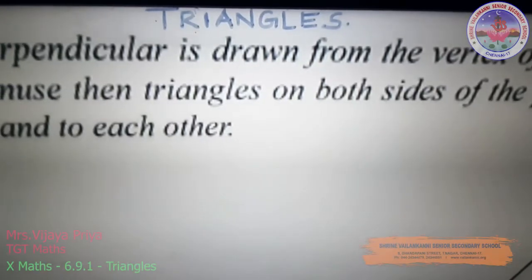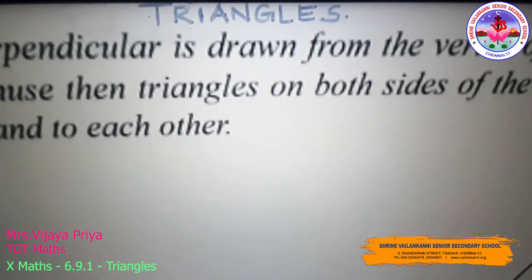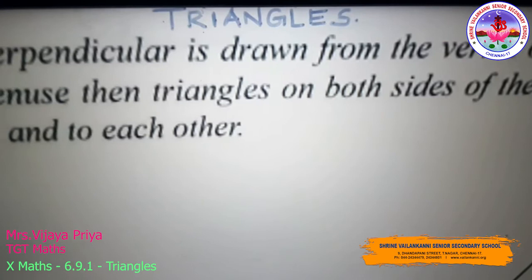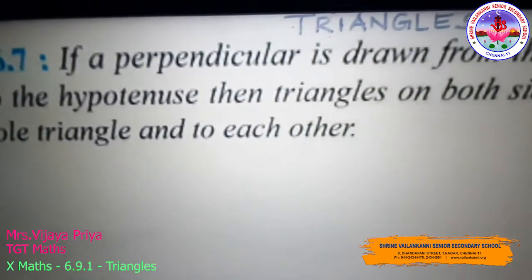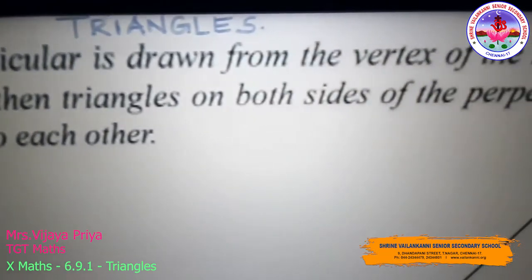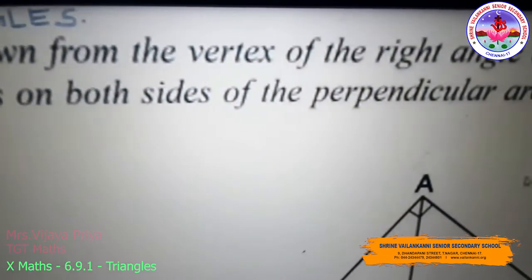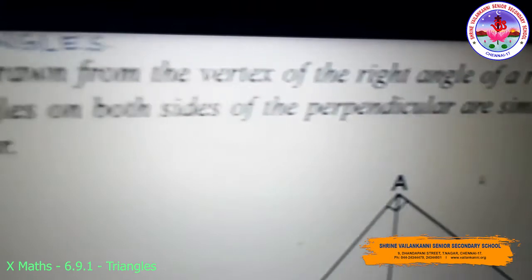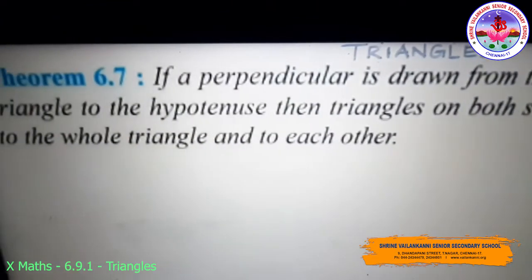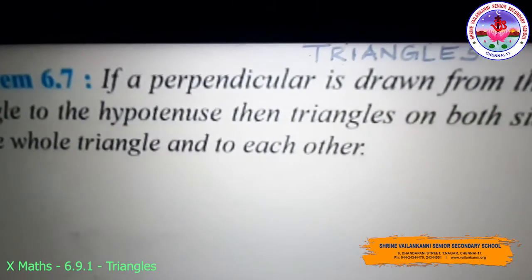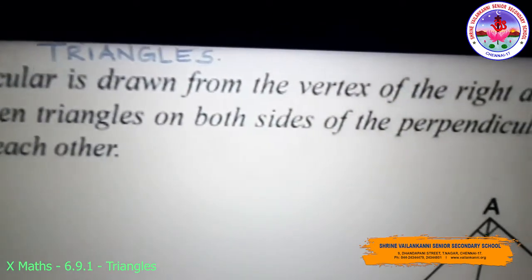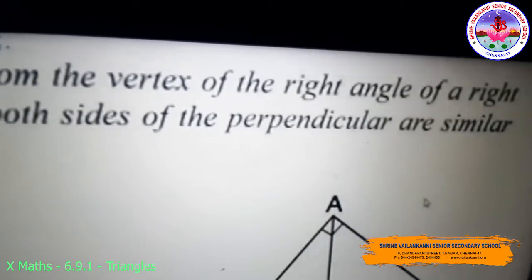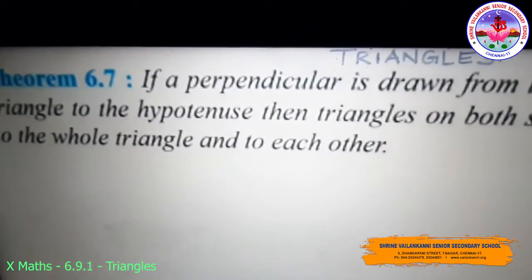Happy morning, students. Today we are going to see theorem 6.7 in triangles. If a perpendicular is drawn from the vertex of the right angle of a right-angled triangle to the hypotenuse, then triangles on both sides of the perpendicular are similar to the whole triangle and to each other.